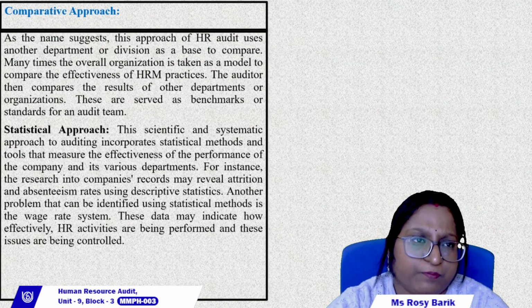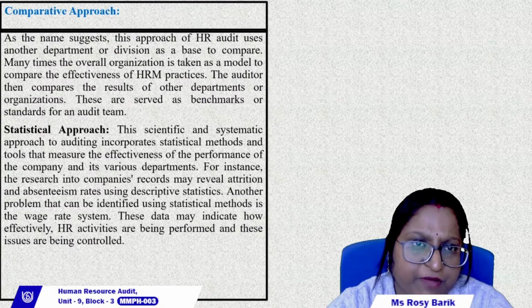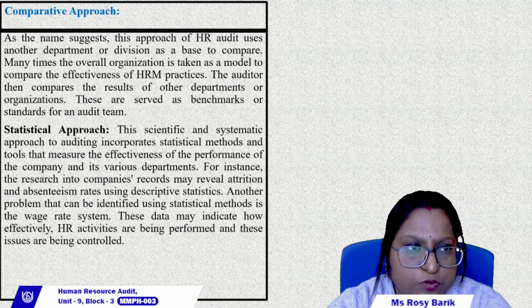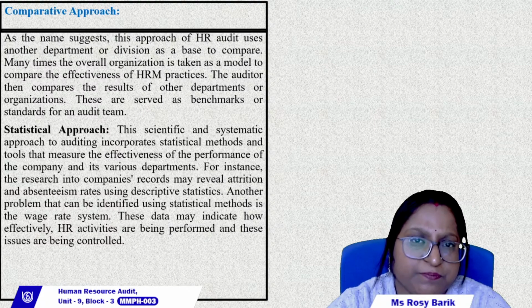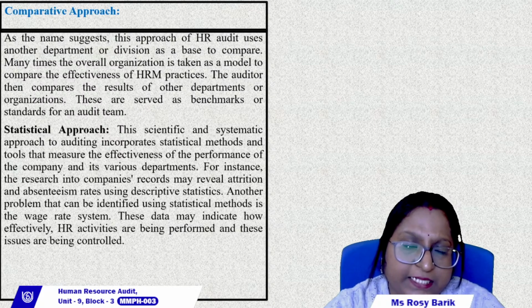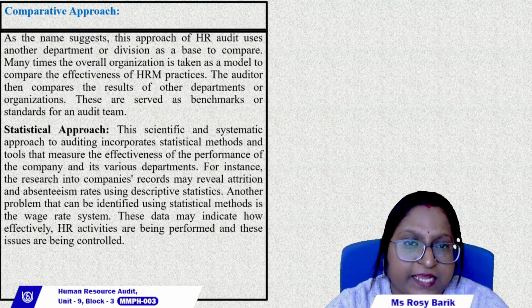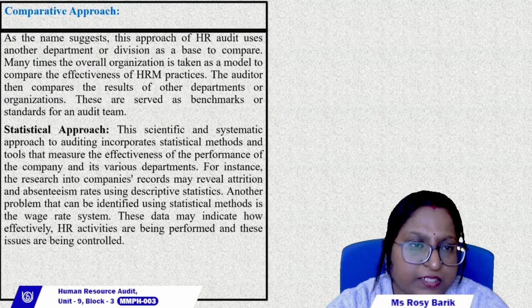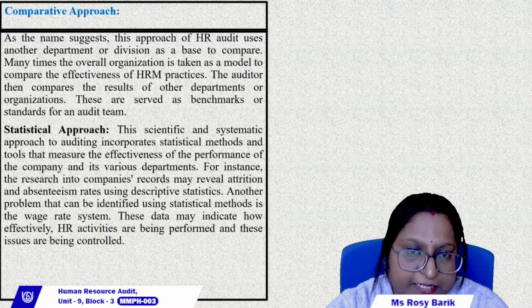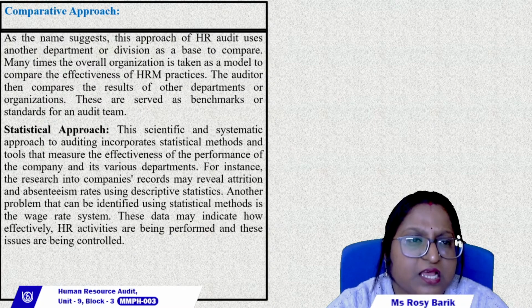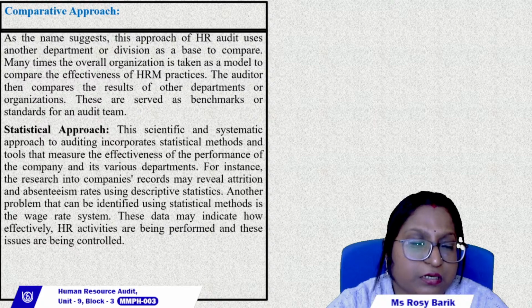First is the comparative approach. As its name suggests, in the comparative approach the HR audit uses another department or division as a base to compare. So, basically, in this process, comparison is being done. Many times, the overall organization is taken as a model to compare the effectiveness of HR practices. The auditor then compares the results of HR departments or the organization. These serve as benchmarks or standards for the audit team.